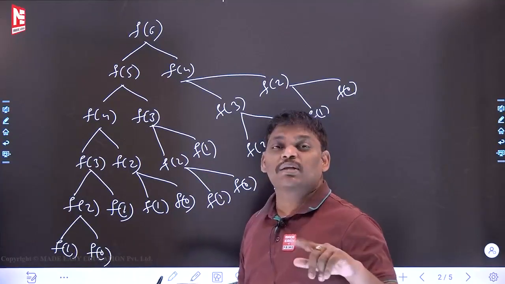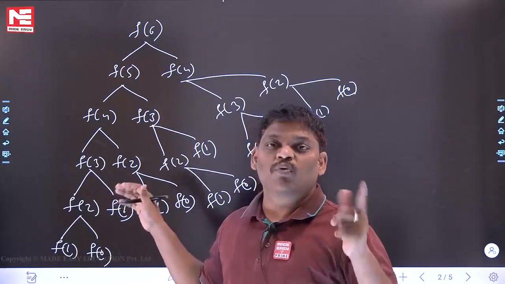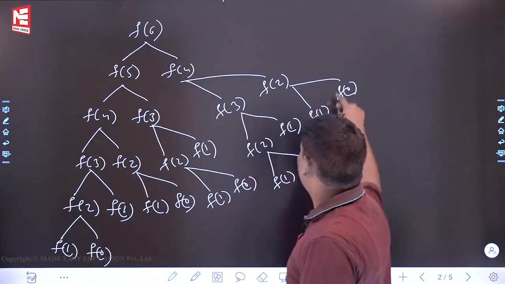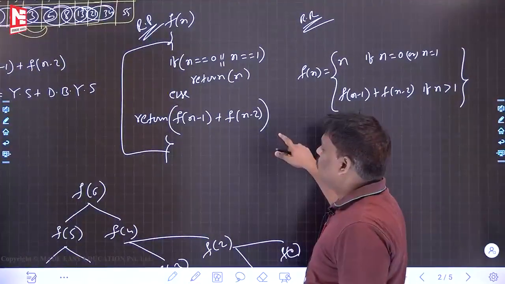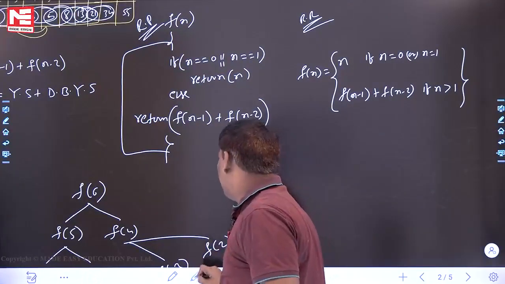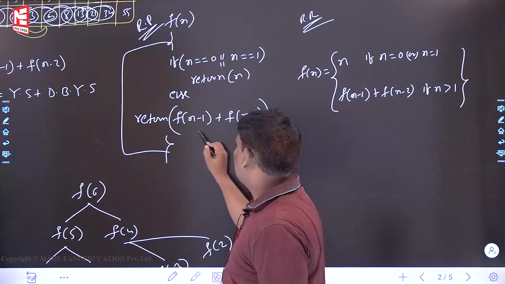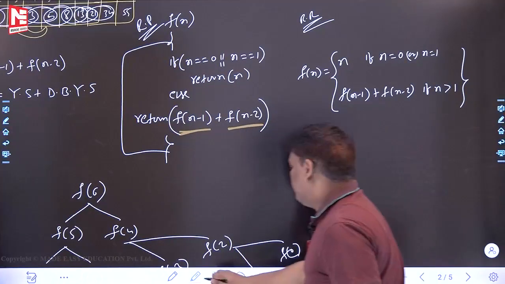Some students are asking, in the previous problem a unary tree came, but in this problem a binary tree came. What is the reason? Right, this is the reason. See this one, previous program, if you observe, previously a unary tree was coming, now a binary tree is coming. See the reason? Here 2 function calls are there.